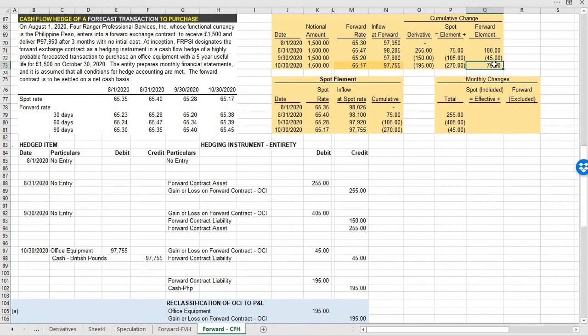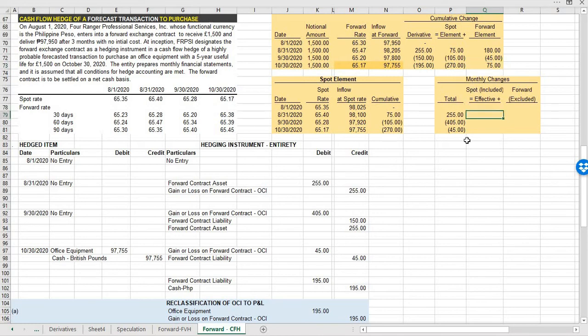So, ito yung ating forward element as of October 30. And again, itong schedule na to is the cumulative change. Siyempre, kung may cumulative change, dapat meron tayong for the month. We need to compute for the monthly changes in the total value of the derivative, the spot element, and forward element. Kasi ito na yung lumalabas sa either other comprehensive income or profit or loss.